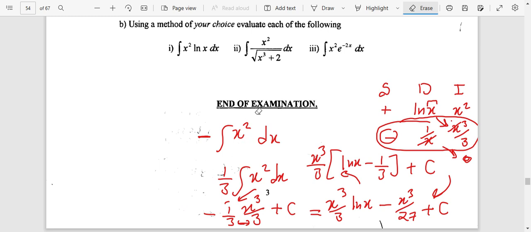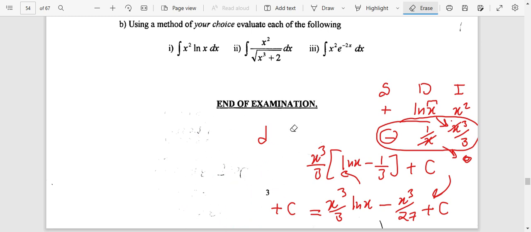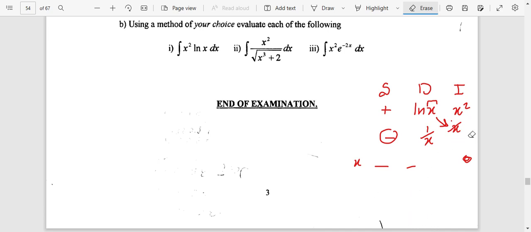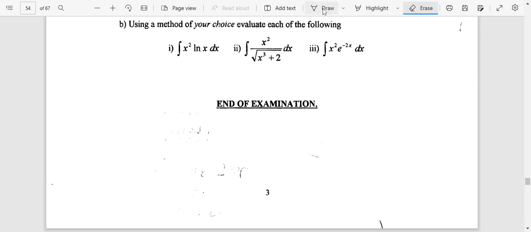Yes, it is. Alright, so the next one, we want to evaluate the integral of x squared over square root of x cubed plus 2. Now, if you see something in this form, you are going to look at first the one which has got a higher power, because you know you can't break this question into partial fractions. So look at the one which has got a higher power, that is power 3.